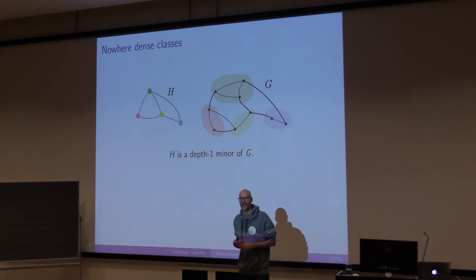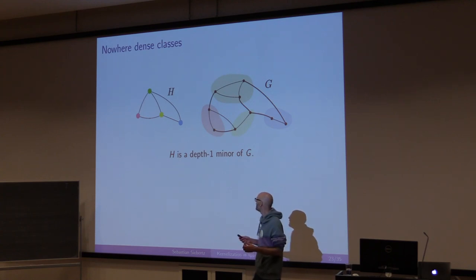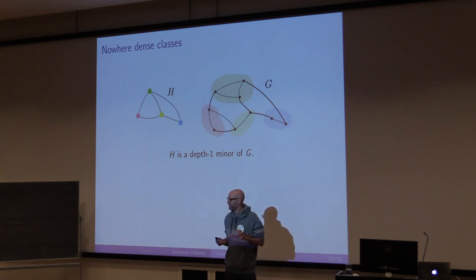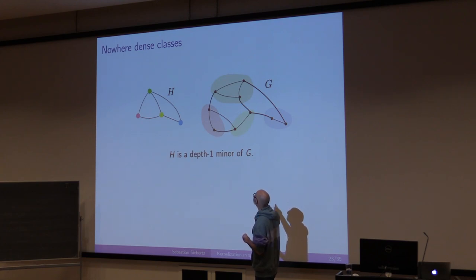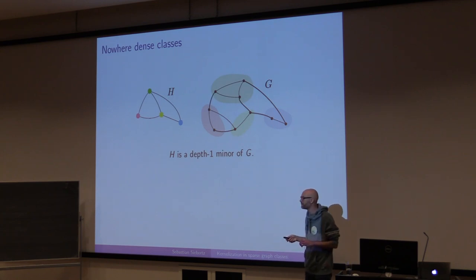We add an additional constraint on the contractions that we are allowed to make: a radius constraint. You see that somehow this is relevant for the distance r domination. We say that a graph is a depth r minor if we are allowed to contract only subgraphs of radius at most r. In the figure here we have a depth 1 minor. For each of those blobs you have a spanning tree of radius 1, and you are allowed to make those contractions. So this is a bounded depth minor.